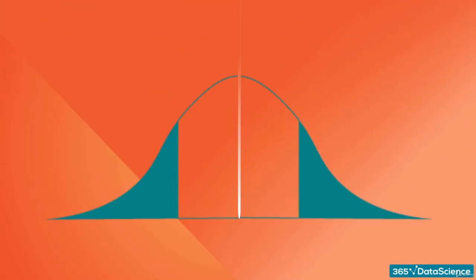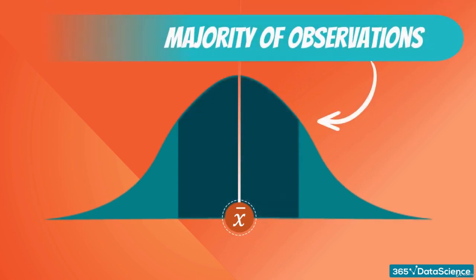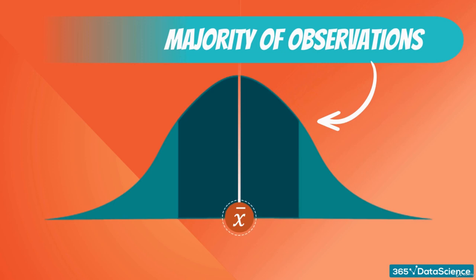Here is a graph of a normal distribution. You know where the sample mean is? In the middle of the graph. Now, if we know that a variable is normally distributed, we are basically making the statement that the majority of observations will be around the mean and the rest far away from it.